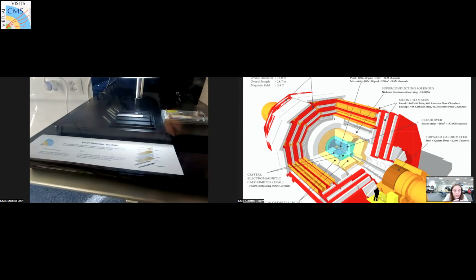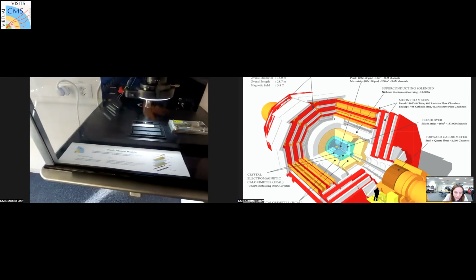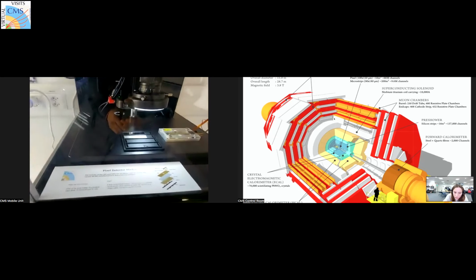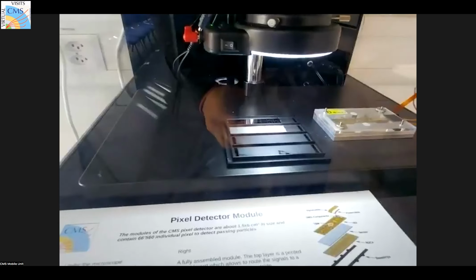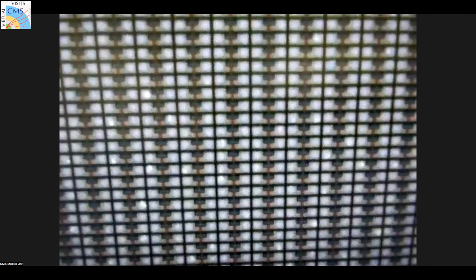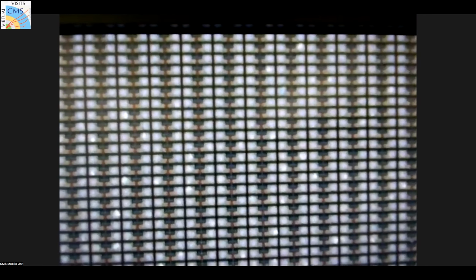So now we will see first the inner part, the pixel and the tracker. The pixel is a set of silicon sensors. They are made of silicon. They're solid sensors, not a gaseous material. And as you can see, it's super tiny, but this is a microscope enlargement, and there are so many channels.